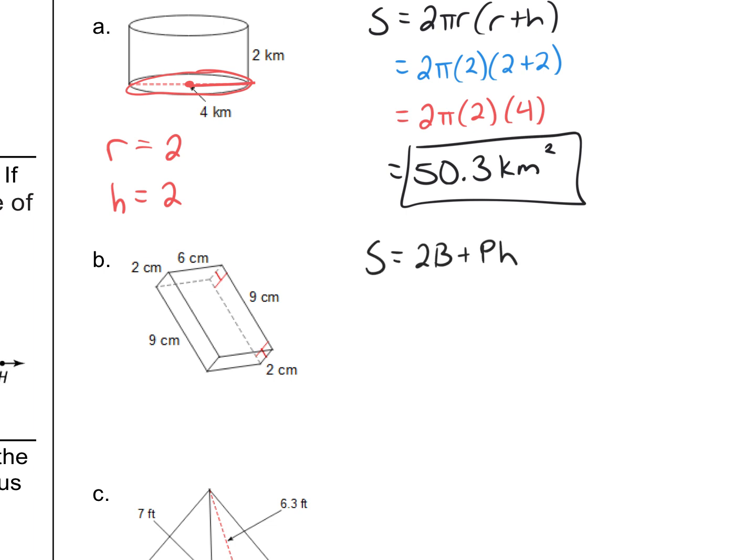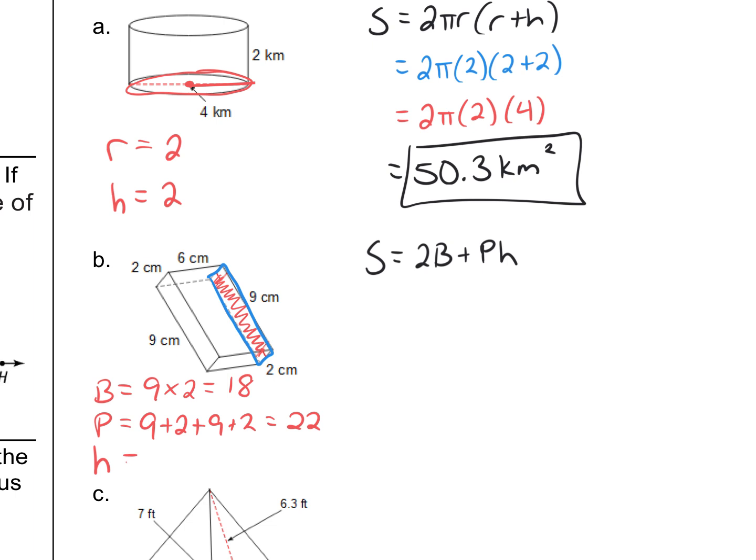Good. What helps find all of the things? Shade the face. Shade the base. Here's my base shape. How do I find capital B? What does capital B stand for? Area of the base. How do I find it? 9 times 2, which is 18. What does capital P stand for? Perimeter of the base. So remember, I just want the perimeter of this base shape. What do I add together? 9 plus 2 plus 9 plus 2, which gives you 22.